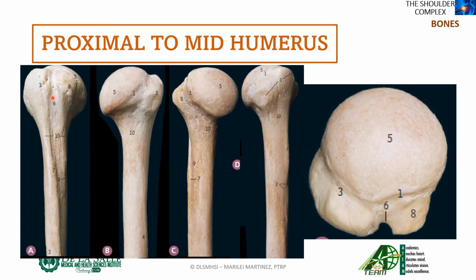Let's go back to the posterior view. This is the intertubercular groove, and located medial to it is the medial lip of the intertubercular groove, and lateral to it is the lateral lip of the intertubercular groove. These medial and lateral lips are also attachments of muscles that you have to identify in your handouts. Then lastly, we have here an area, which is the groove for the radial nerve, or the spiral or radial nerve.